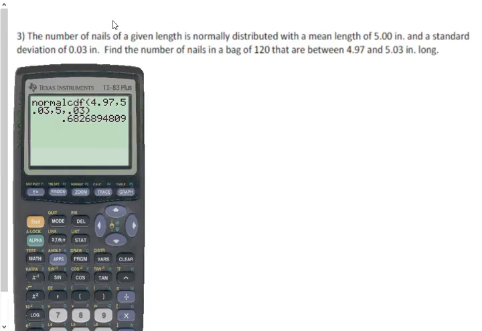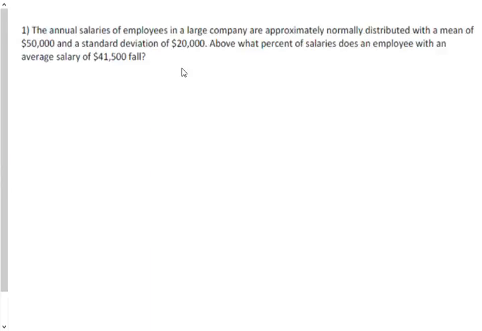But this is not what the question asks. It says in a bag of 120 nails, how many? This is the probability. So you need to take that probability and times it by the total, which is 120. Notice I didn't use 120 anywhere in my problem. And there's 92 nails. That's how many will be. So you need to be careful here. This didn't ask for probability. It asked for actual things.